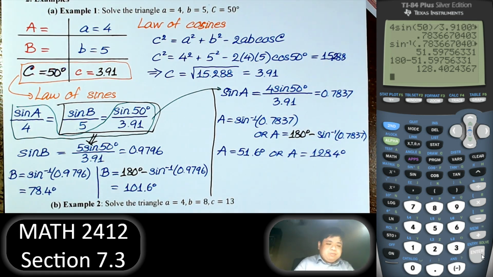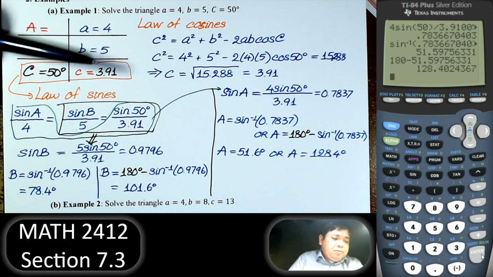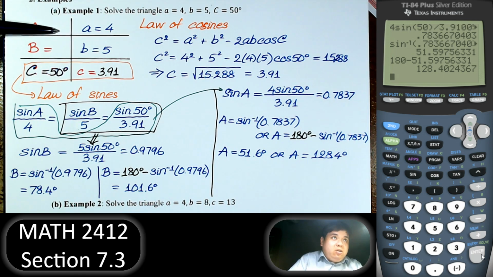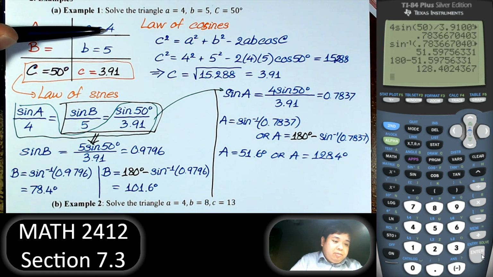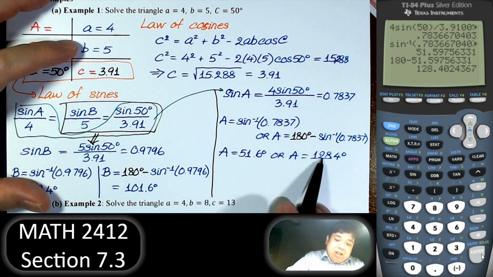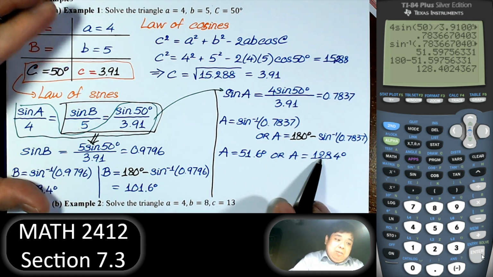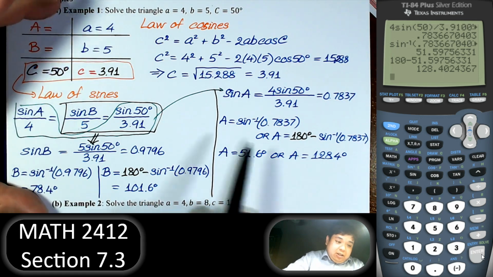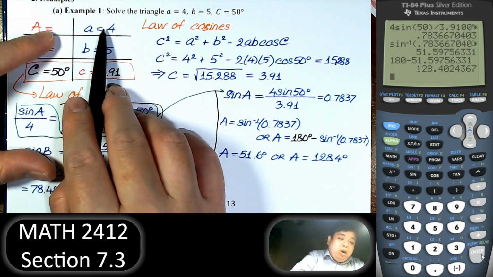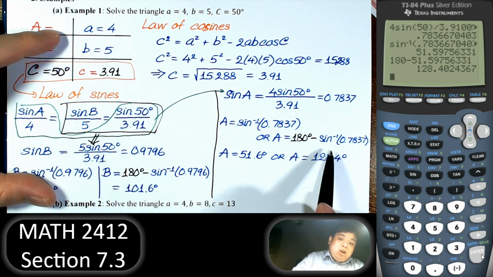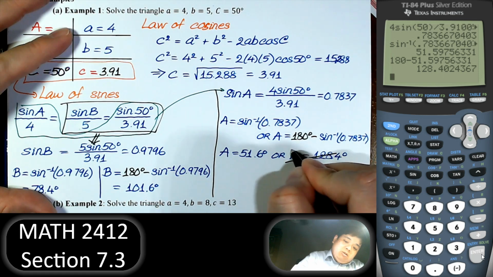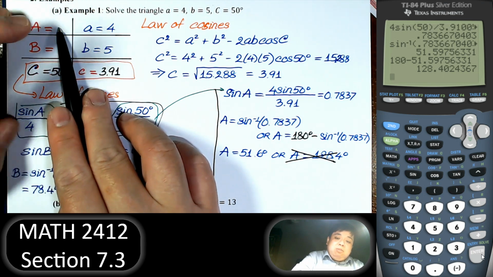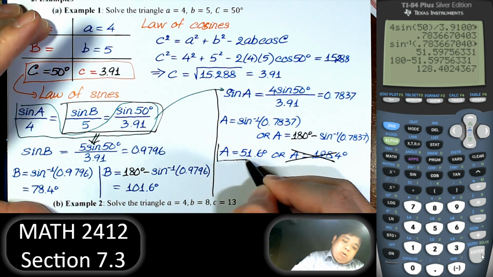So which one is right now? Think about this. Angle A cannot be the biggest angle because side A is not the longest side. So if A is equal to 128.4, that is the biggest angle. It cannot be that case because angle A does not face the longest side, so it cannot be the biggest angle. So this one is not right. So we have A is equal to 51.6.